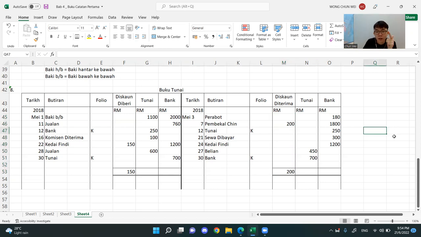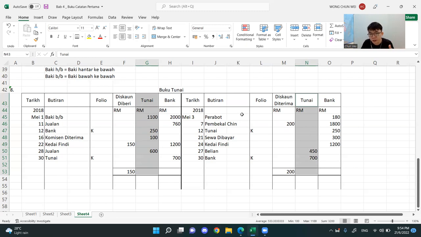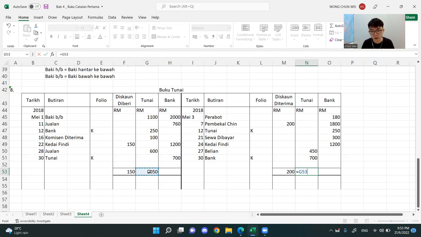Okay. After that, look at Tunai. Compare the Tunai on the debit side and the Tunai on the credit side and see which one is bigger. Obviously, the debit side is a little bit besar lah. So 1,100 plus 250, 100, 600, more than this one, definitely. So now you jumlahkan and put it in the jumlah. 2,050. So this 2,050 will be the same for the credit side, 2,050 in the jumlah.